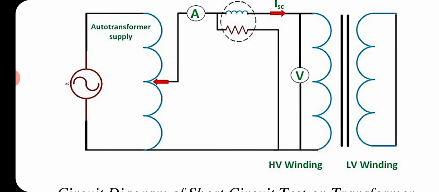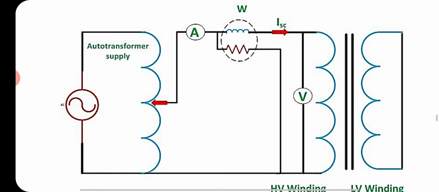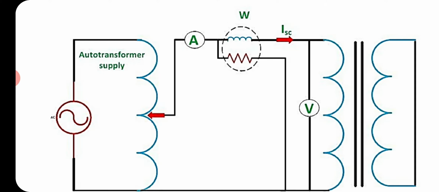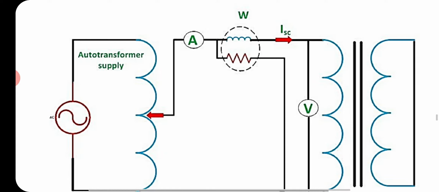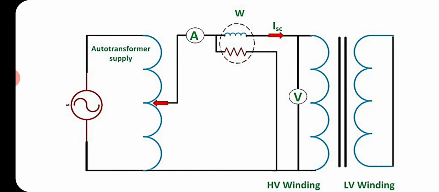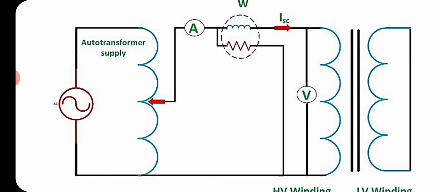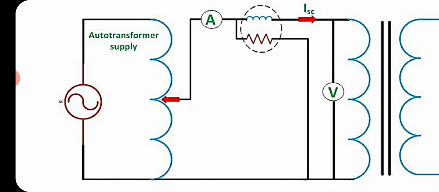With this voltmeter, we will measure the voltage of the high voltage winding. The ammeter will measure the short circuit current of the high voltage winding, and the wattmeter will measure the power. And once again with the help of this auto transformer we can vary the input voltage of the transformer.